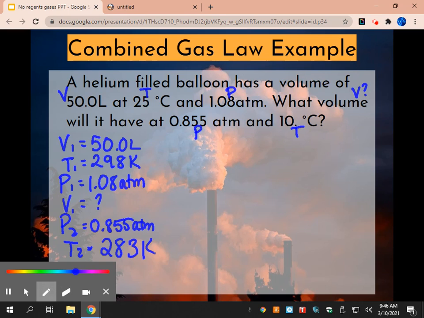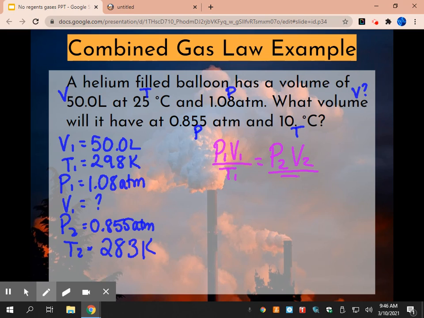Now I'm going to write down the formula that I'm going to use. So for the combined gas law, we have P1 times V1 divided by T1 is equal to P2 times V2 divided by T2. It's the pressure, volume, and temperature of the first set of conditions. And then if we change to the second set of conditions, we can find out what the third variable would be. So I'm going to go back to that blue color just because it's easier to see. And then we just plug in.